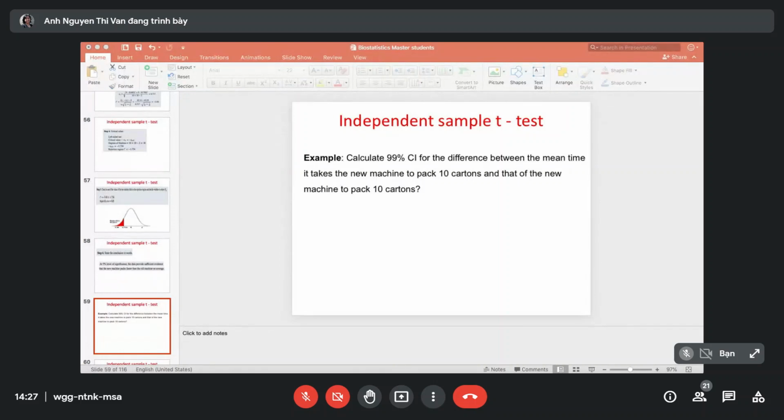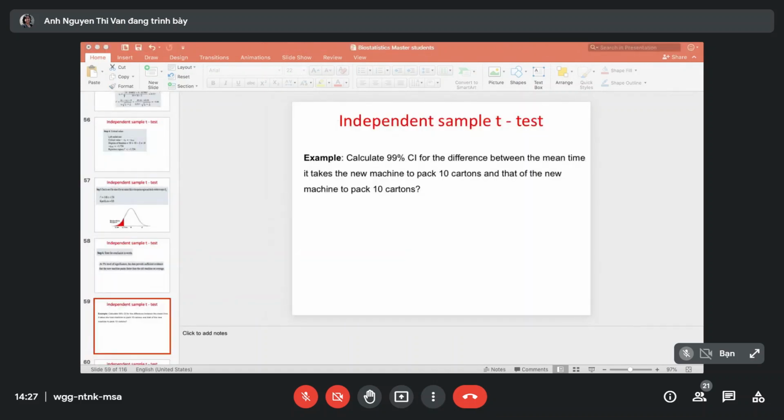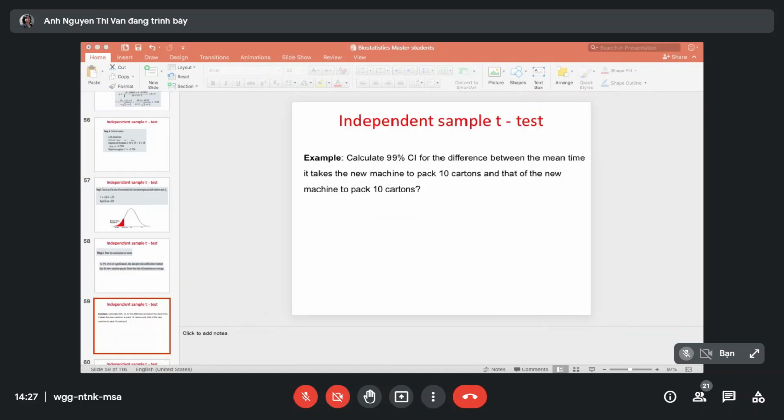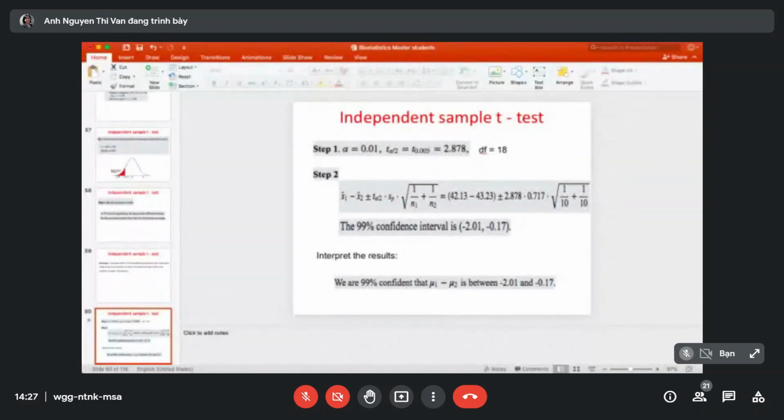Bùi Đức Huy, did you get the same as her? As my calculation, I got it from minus 0.167 to minus 1.371. A bit different. Okay, so I will show you here the solution for this exercise.